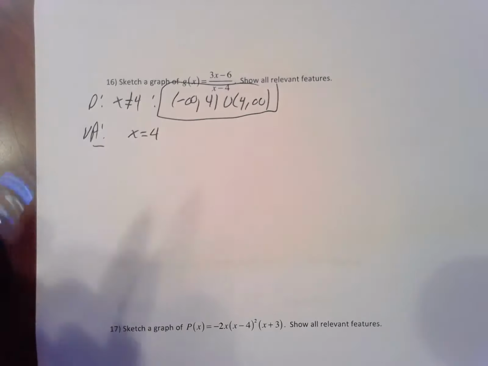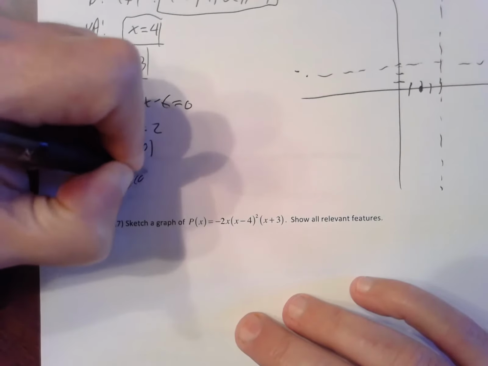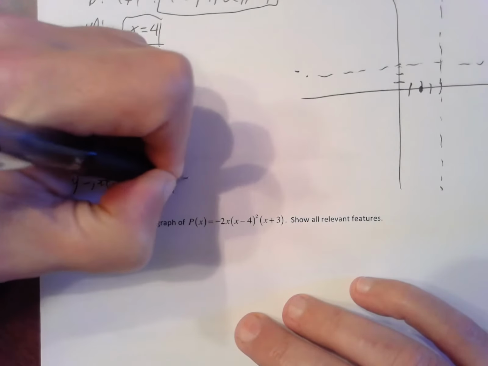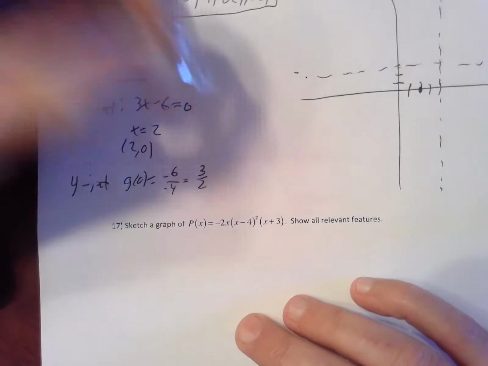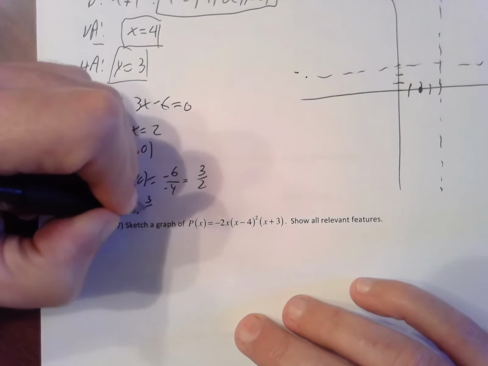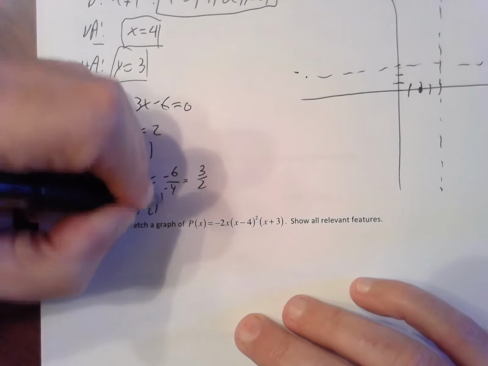Let's find some intercepts. X-intercept, we get just by setting the top equal to 0. We get x equals 2, so 2, 0. So that's right there. There's my x-intercept. The y-intercept, we get by plugging in 0. G of 0 will be negative 6 over negative 4, which is 3 halves, 1.5 if you like. 0, 3 halves. That is right there. Okay, so this whole section here is done.